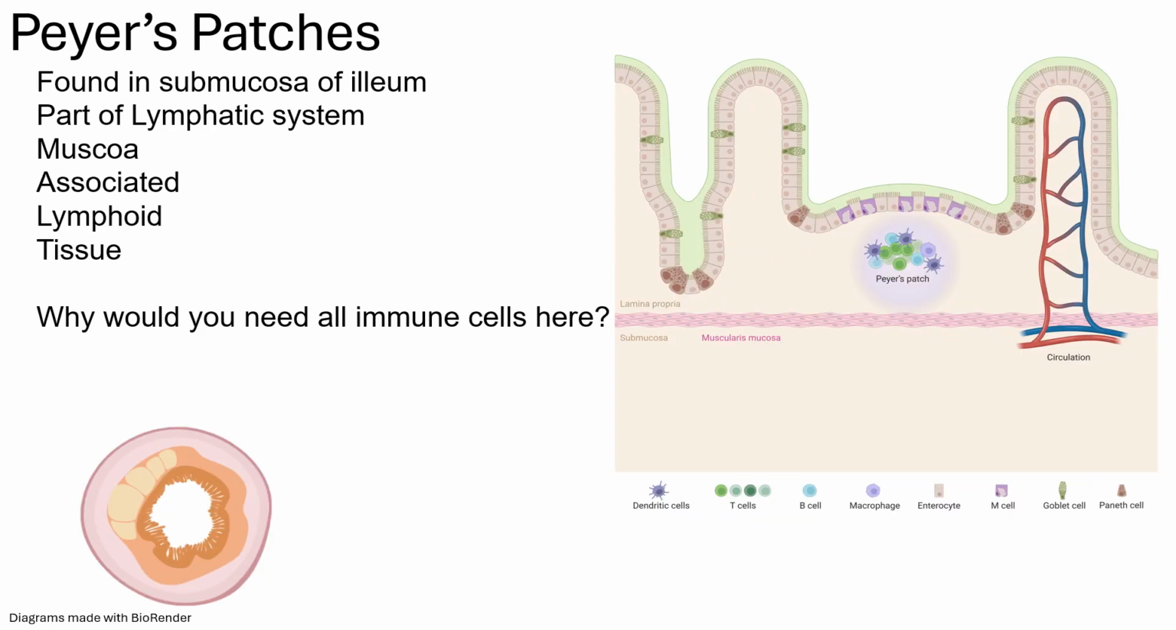Peyer's patches are found in the submucosa of the ileum and just before the ileocecal valve. These patches are really similar to tonsils. They protect against pathogens, and they're part of the immune system's MALT, or mucosa-associated lymphoid tissue. These patches are kind of like little lymph nodes that are monitoring the backwash coming from the large intestine.